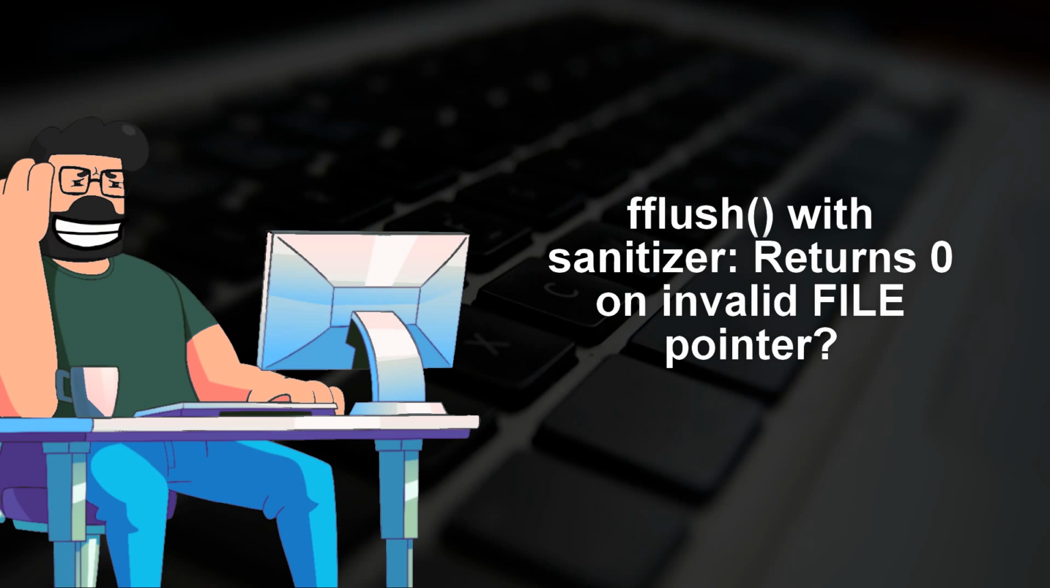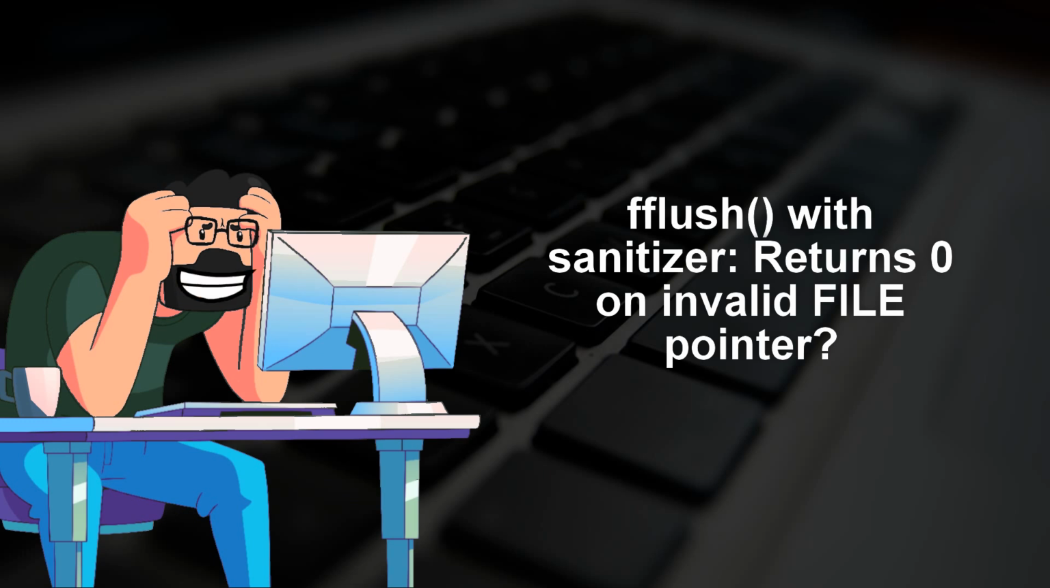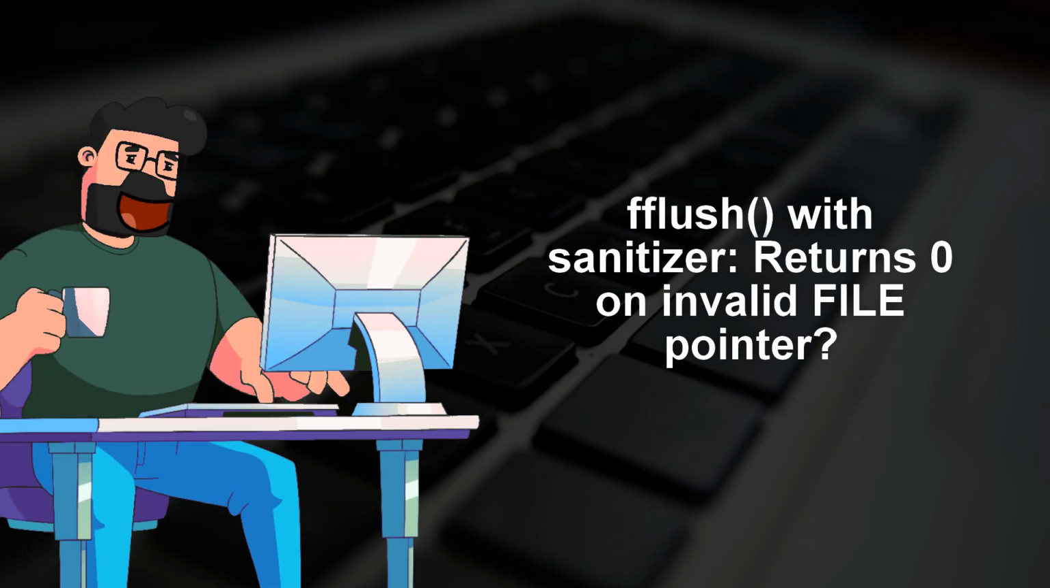According to the C99 standard documentation for flush, if the stream you're trying to flush is not open or the most recent operation was not output, the behavior is considered undefined. This historical aspect of the C standard has led to varied behaviors in different implementations, resulting in unexpected outcomes like the one you observed when compiling with sanitizers.